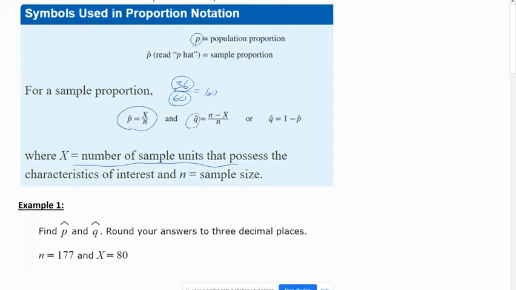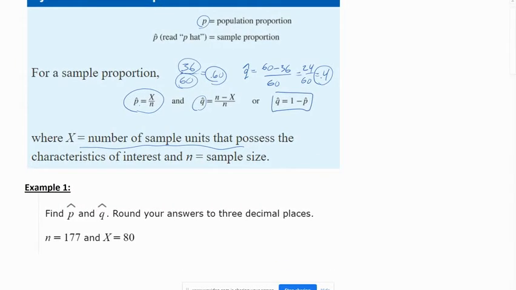Okay, and then if we calculate q hat for the same thing, q hat would be the number of people in the sample, 60, minus the number of people with the characteristic, over 60, and that is 24 over 60, which is 0.4 or 40%. You'll notice that these two add up to 100%. So an easier way to calculate q hat is to just do 1 minus p hat. So p hat and q hat have to add up to 1. Once you calculate p hat, just subtract it from 1 to get q hat. Those are parameters that we're going to need in doing some of the calculations later today.